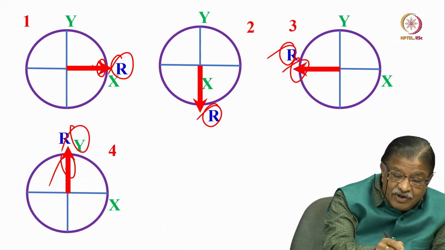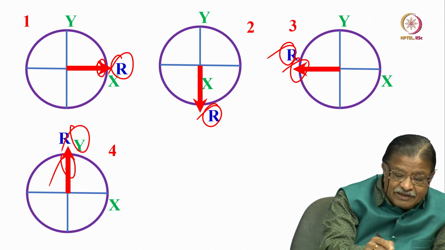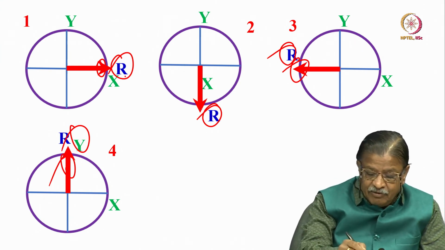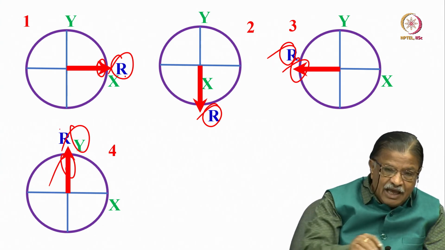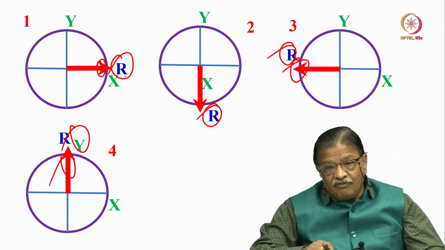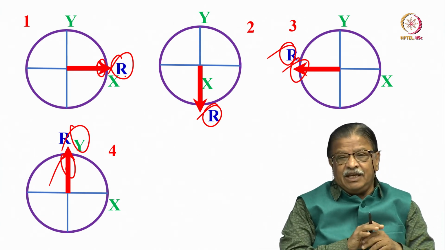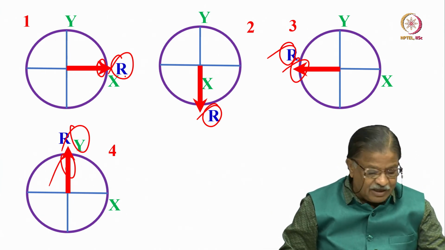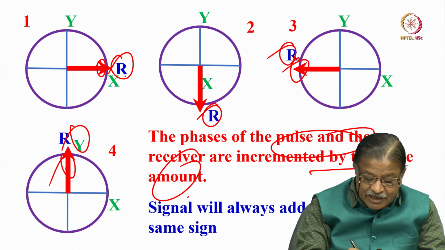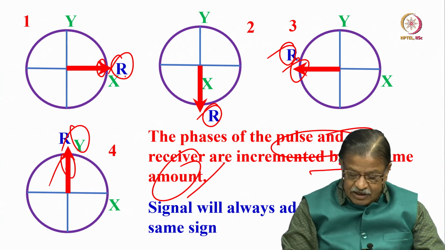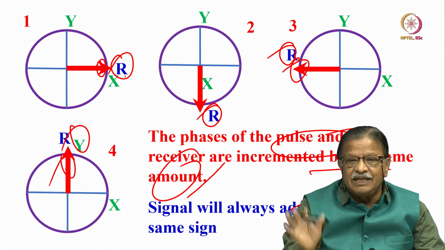You see, the receiver is following the transmitter pulse. If the pulse is along the x axis, the receiver is also kept along x. So for minus y, it is here. For minus x, the receiver is here. Similarly, in all the 4 acquisitions, every time I change the pulse phase by 90 degrees, each time I am moving the receiver also by 90 degrees along with the transmitter phase. Then what is going to happen is the phases of the pulses and the receiver are incremented by the same amount. So the signal will add up with the same sign. In case there is any imperfection, that gets eliminated.